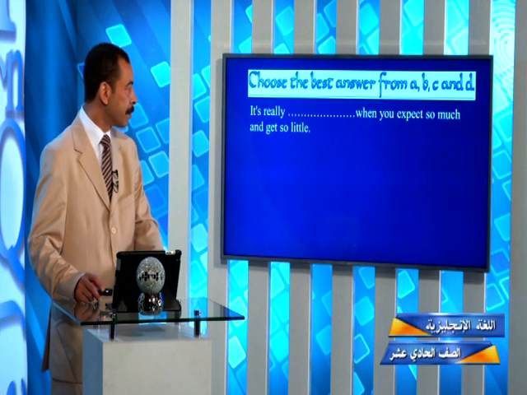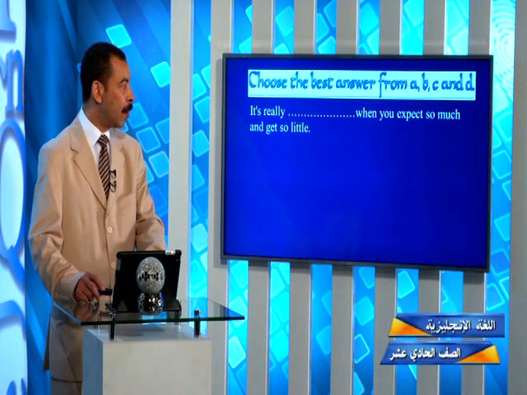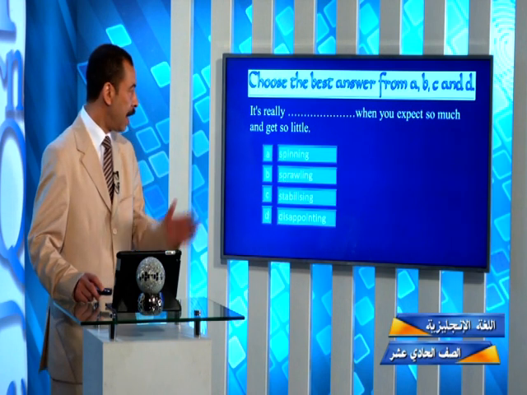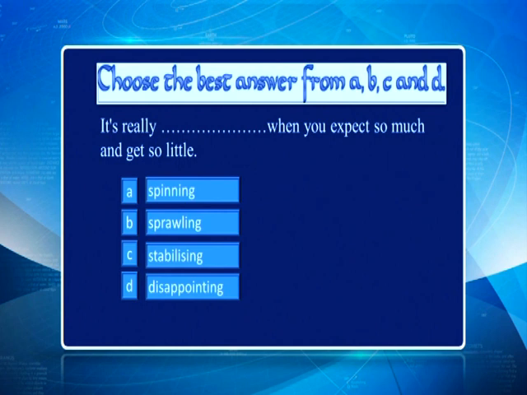Next item, it's really ___ when you expect so much and get so little. And you have the choices. So how do you describe the experience of expecting so much and getting so little? Sometimes you expect something big, but you get a small thing. So how do you feel? Do you feel spinning, sprawling, stabilizing, or disappointing?